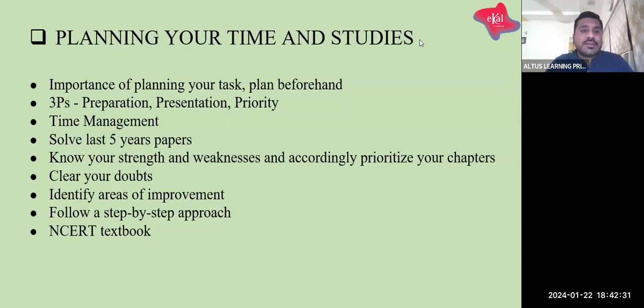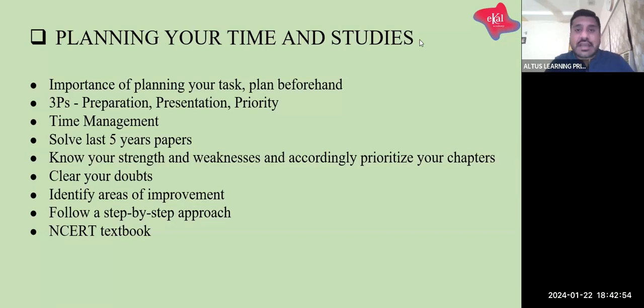So, the importance of planning your task. Planning beforehand is a must. Just when you wake up, you should know that this is what you are going to study, this is what you are going to practice in a day. Preparation of what you study, presentation of what you have already studied is a must. And definitely, you have to prioritize your subjects.